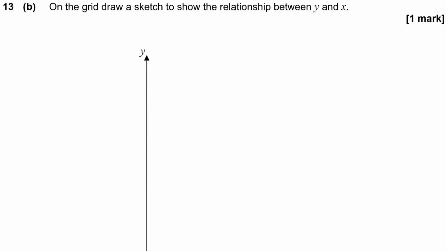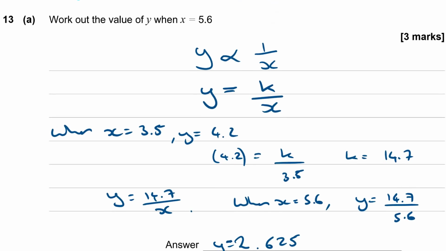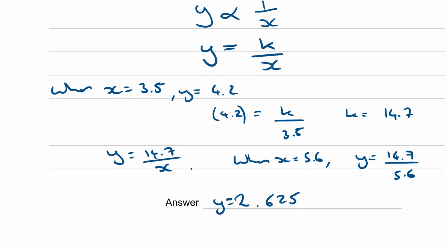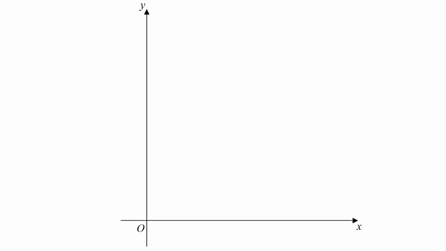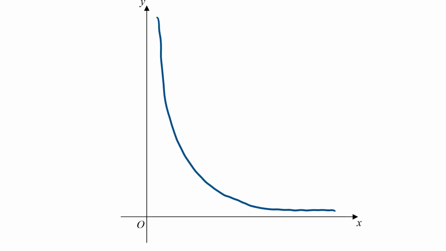Okay, in question 13b, we're asked on the grid, draw a sketch to show the relationship between y and x. So we just found that y is proportional to 1 over x. So it's going to be some sort of reciprocal curve. And all our reciprocal curves have a basic similar shape, and they look like this. So we just need to make sure we draw our line so that it is approaching the axes, but never touching them. Now, mostly they have another section down here, but in this case we're told everything is positive, so it only exists for the positive values of x.